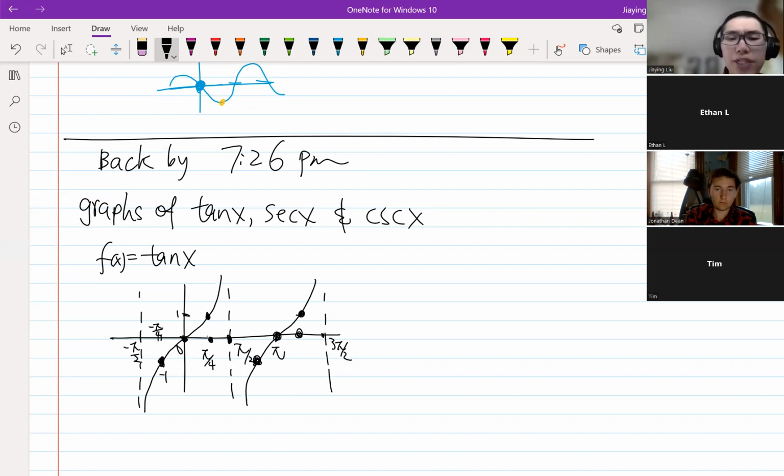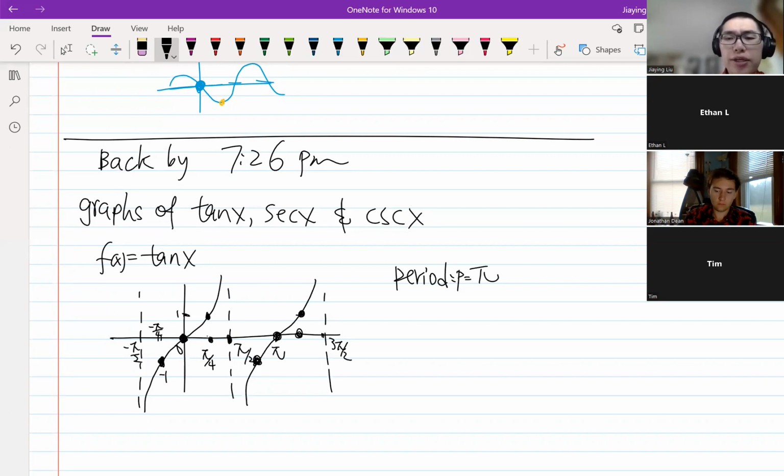And for tangent of x, the period is not 2 pi, the period is just pi. And there are really nice points. If you were to graph one period of tangent of x, the nice points are the origin, pi over 4 comma 1, and negative pi over 4 comma negative 1.